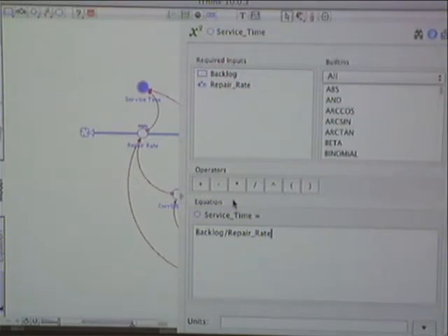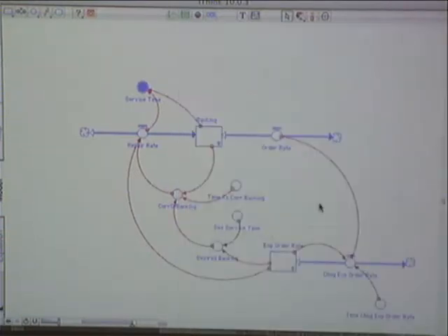Because notice that backlog is bicycles and the repair rate is bicycles per day, so the unit of measure will be days, 4 days. So now, it's a very good question you had there, because now I can plot the service time with the desired service time. That gives me a very good indicator of whether I am producing enough or not, whether I'm satisfying my customers. The next question you had was the time to correct backlog.